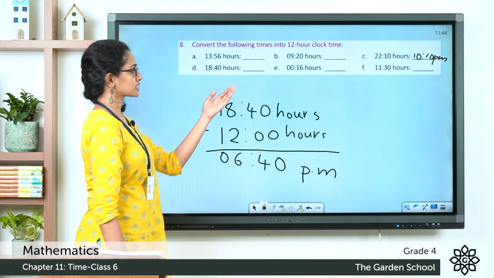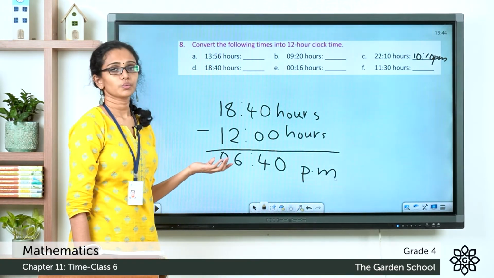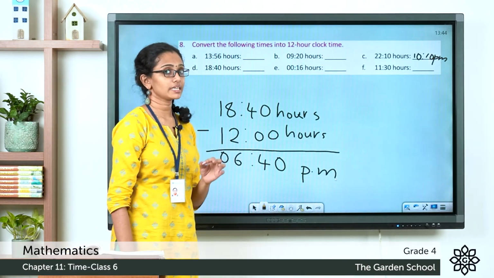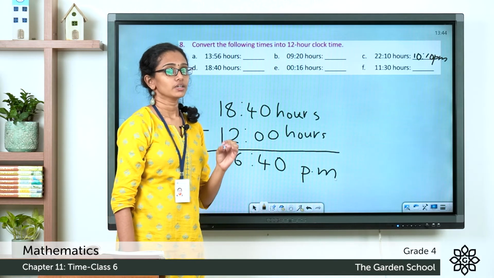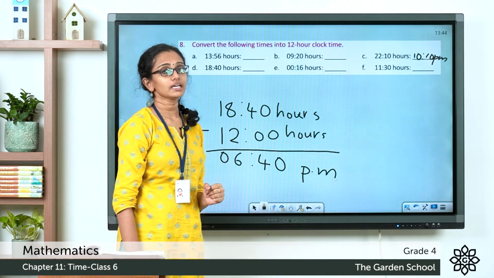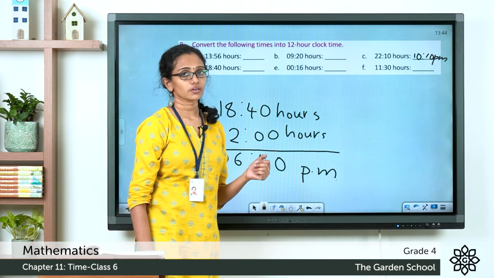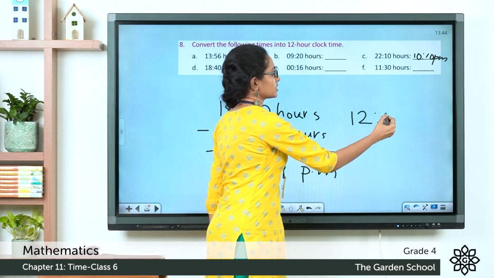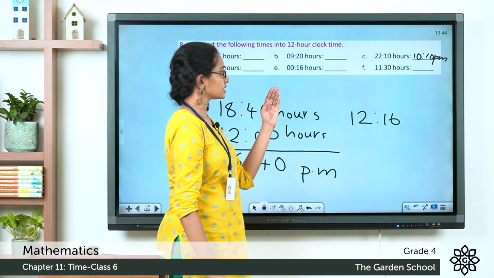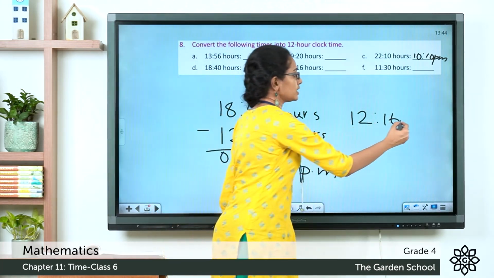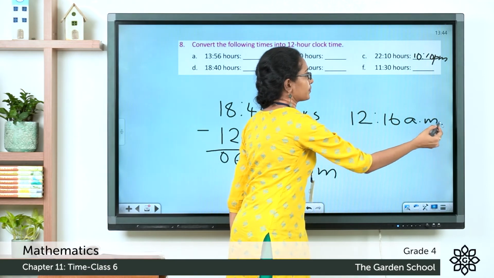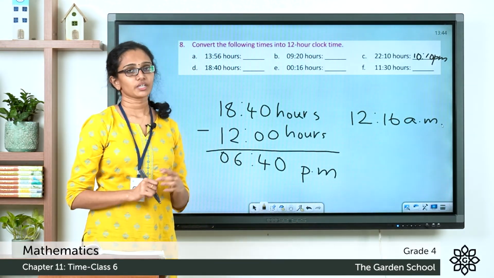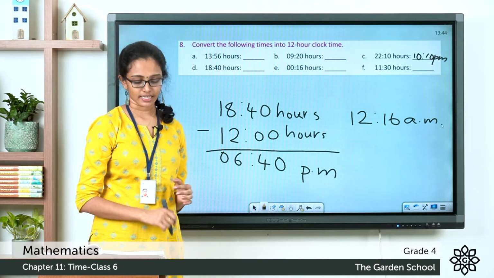Now the next one, question E, 00:16 hours. So 00 in the 24-hour system indicates 12 in the midnight. So it will be AM in the 12-hour clock system. So here the time is 12, then minutes 16, and it is in the midnight. So it will be 12:16 a.m. And the last one, question F, 11:30 hours, that you have to do yourself in your textbook itself.